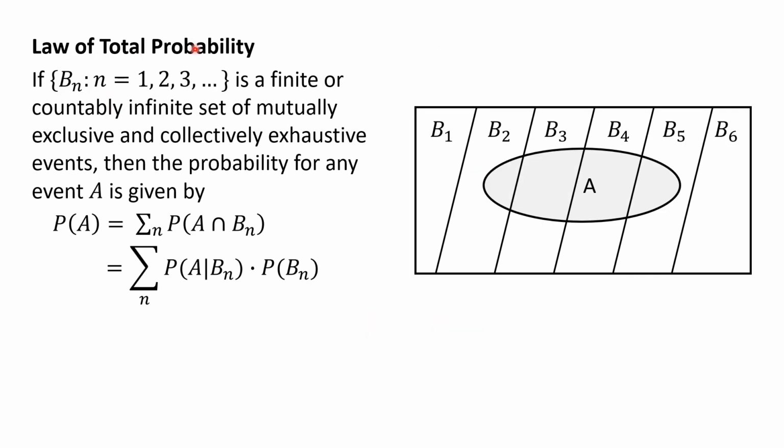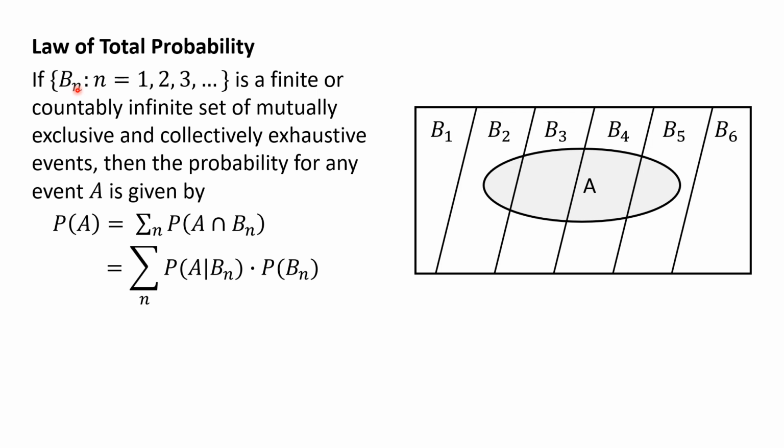The law of total probability is stated more generally on this slide. We have a collection of mutually exclusive and collectively exhaustive events, these B sub n. They can either be finite or countably infinite. Mutually exclusive means that if one of these B sub n's occurs, say B sub 3, then none of the other ones can occur.